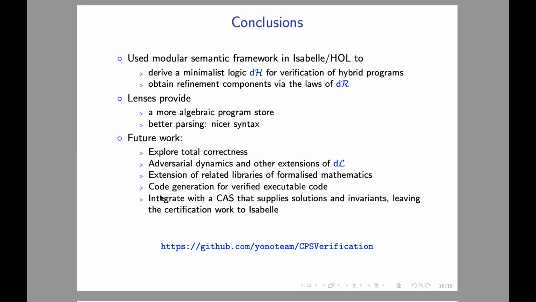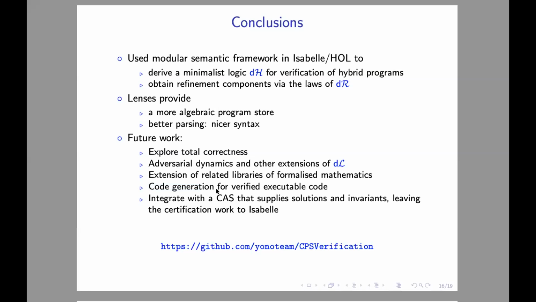Also, lenses are very useful because the fact that we can change between program stores means that we can now possibly use lists for our verifications, and lists in Isabelle have support for code generation, so that in the future we might have a code generation for verified executable code.